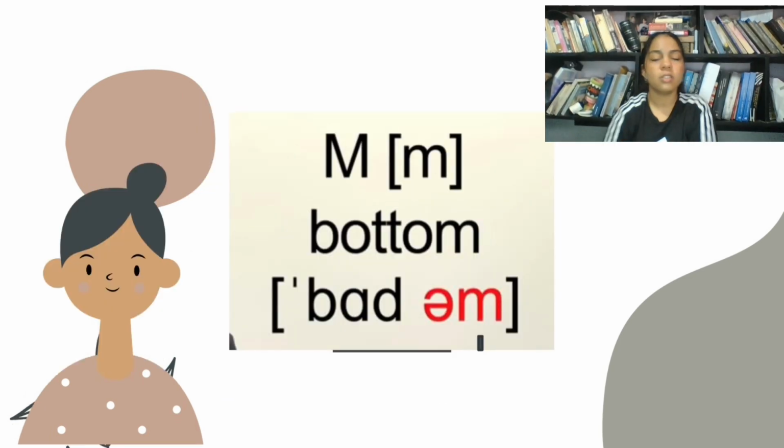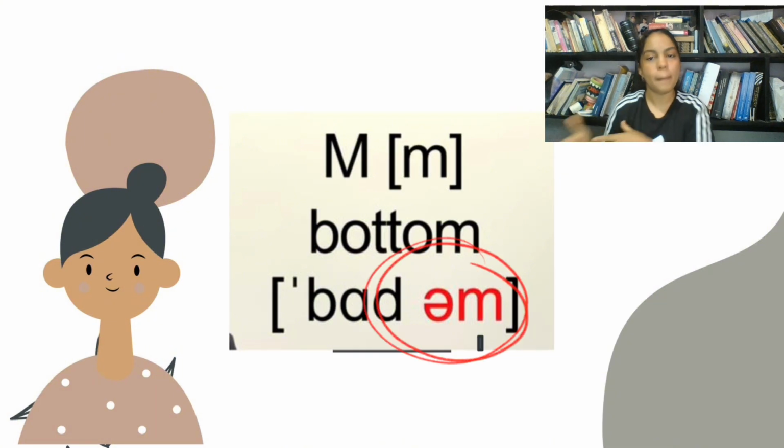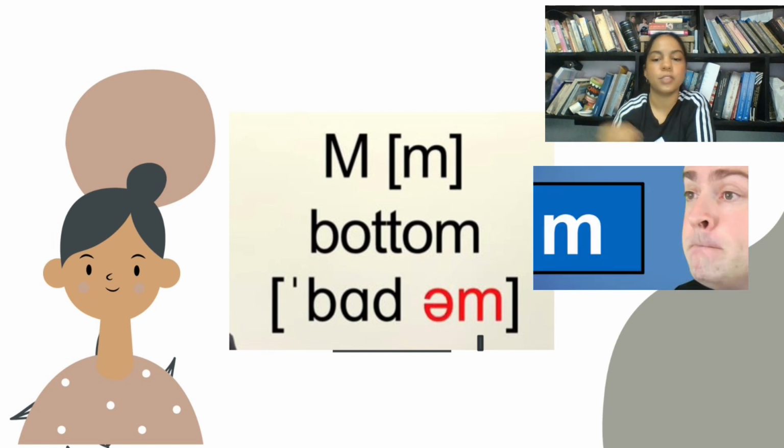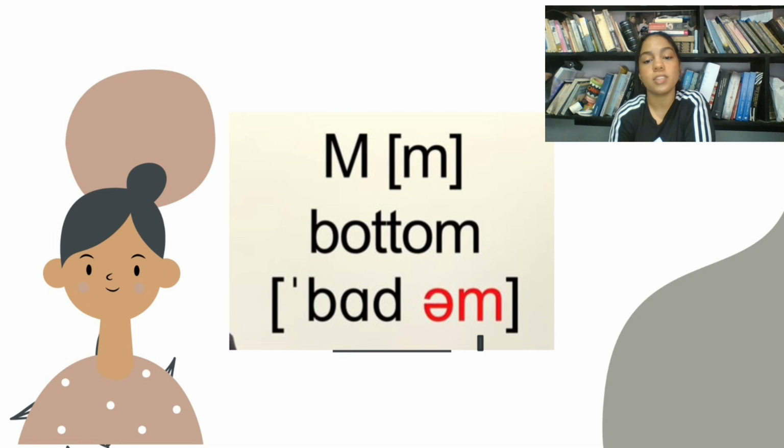So now we have the M and the simple word bottom. We have a flat T followed by the schwa, but you don't need to try to make the schwa sound. Remember, just go straight into the position for the M, because if you try to pronounce the schwa, it will sound like bot-tum, and we don't need that. It's just bottom, straight into the position for the M.